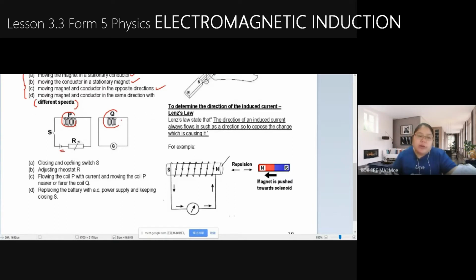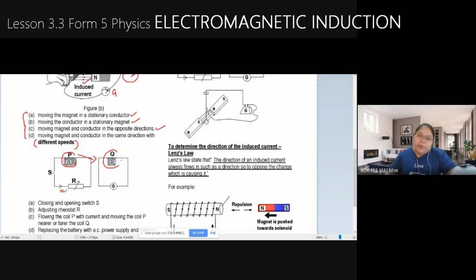The first one, they say you close the switch S. Once you close it, you adjust the rheostat, that means you are controlling the current. Now with current flowing in coil P, move coil P near to Q. Then after that, replace the battery with an AC power supply and keep the S closed. Then we see what happened. Later we're going to see the result. This is what they want you to do.